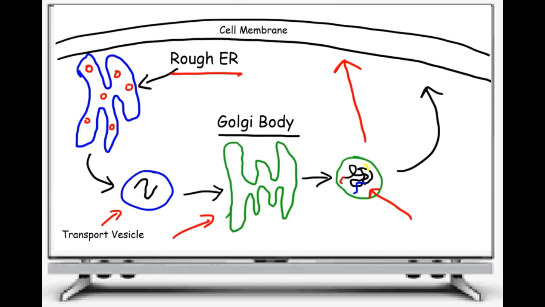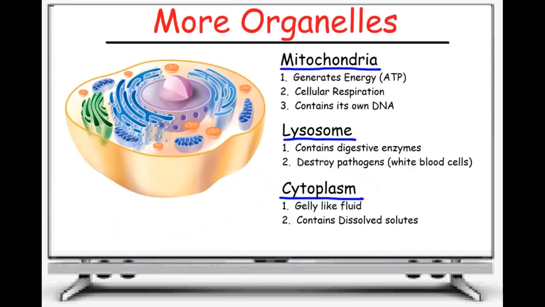Now the transport vesicle that surrounds the protein fuses with the cell membrane, and so it becomes part of the cell membrane, causing the membrane to expand, or basically causing the cell to grow. Now let's talk about some other organelles that you need to know.